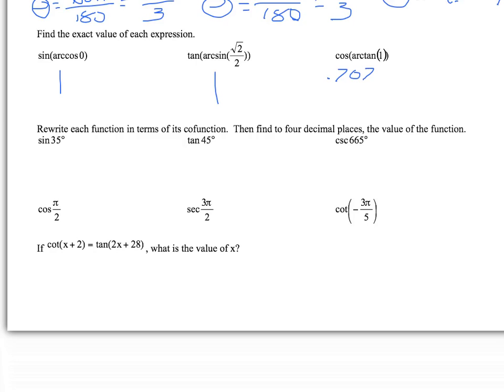That decimal is 0.7071. Because the problem says exact, you need to know that that 0.7071 is really radical 2 over 2. So that's what I was talking about before, where you need to know those chart values.